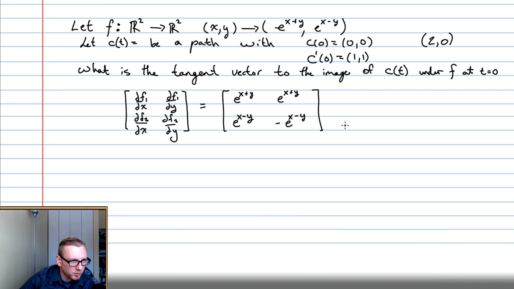And we're going to plug in 0, 0. Well, I'm going to evaluate it at 0, 0. This would be 1. This would be 1. That would be 1 as well. And this would be minus 1. And we're multiplying onto a vector.